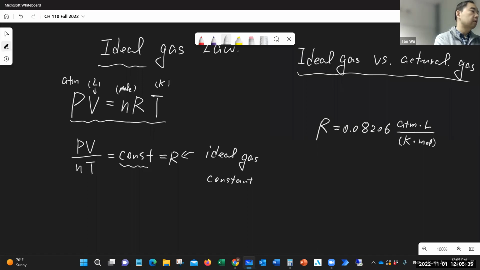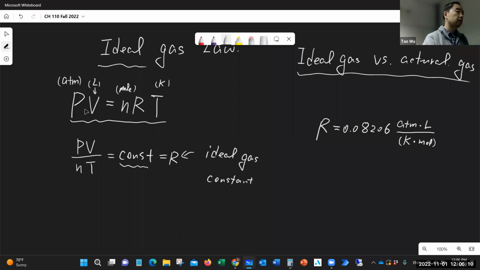Okay, so this is very important when using the ideal gas law, before you put in the numbers. If you want to use the R constant 0.08206, then you have to use the units like this. Otherwise, you cannot use this constant. The constant number will change. Are you clear? Okay.